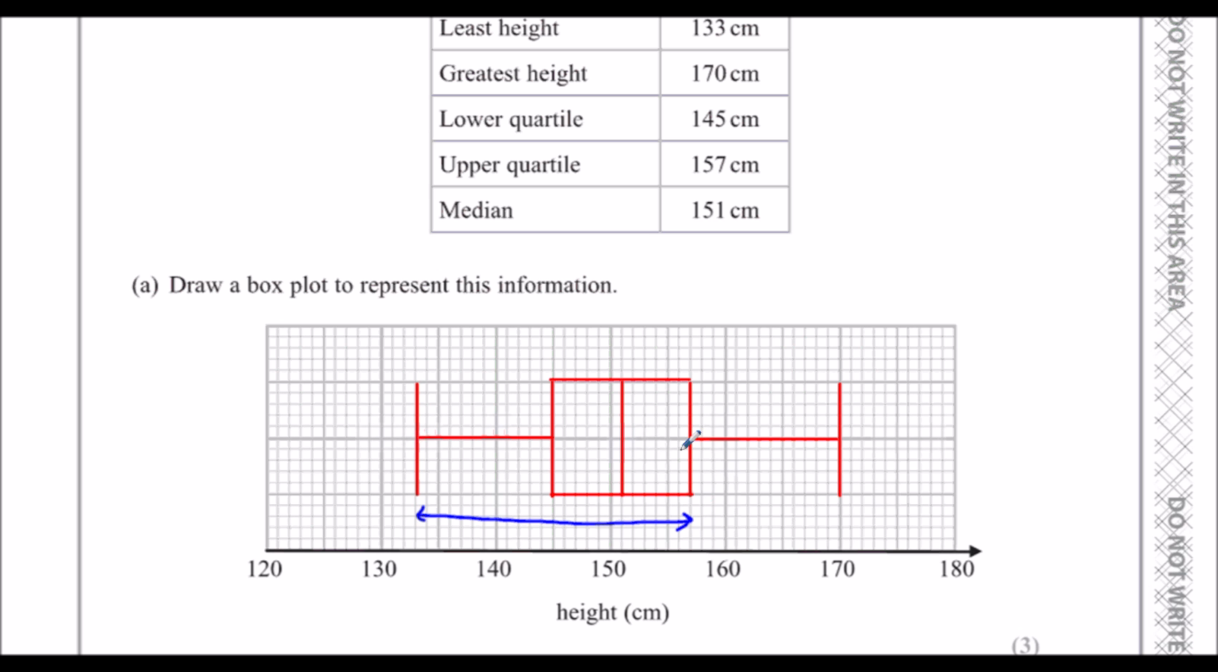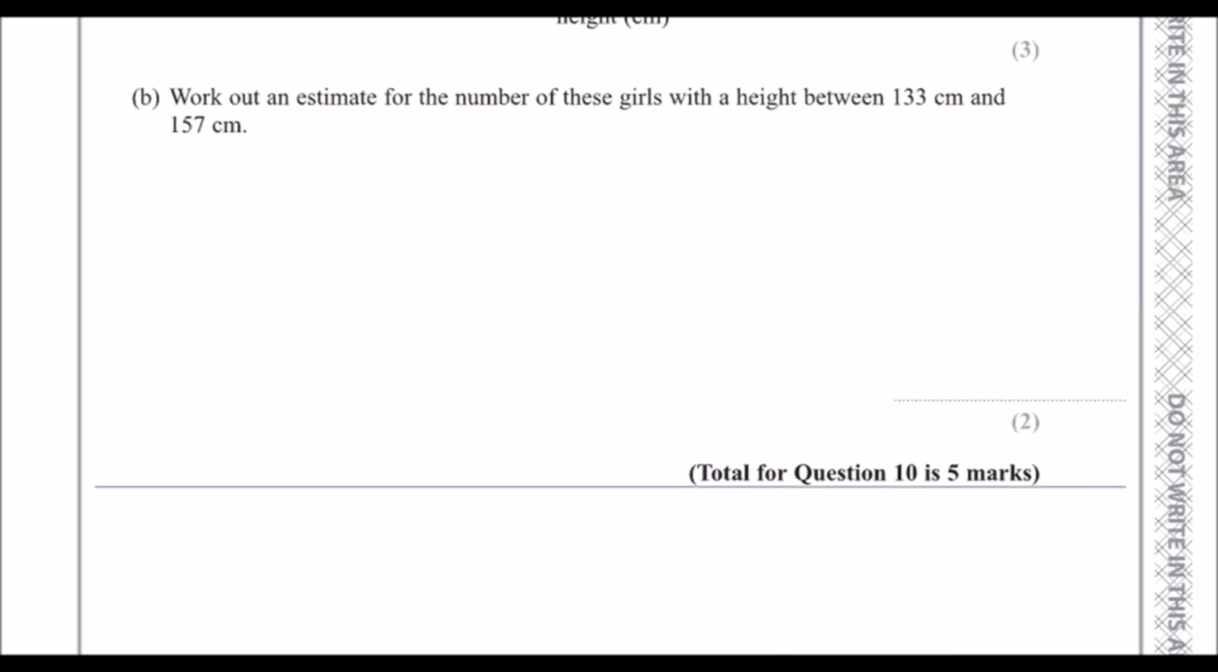And well, what a box plot does is it splits the data into quarters. So a quarter of the people should be between the lowest and the lower quartile, a quarter between the median and the lower quartile, and another quarter between the median and the upper quartile. So this should be 3/4 of the people, and there are 80 people. So 3/4 of 80. 1/4 of 80 is 20, so 3/4 is 60.